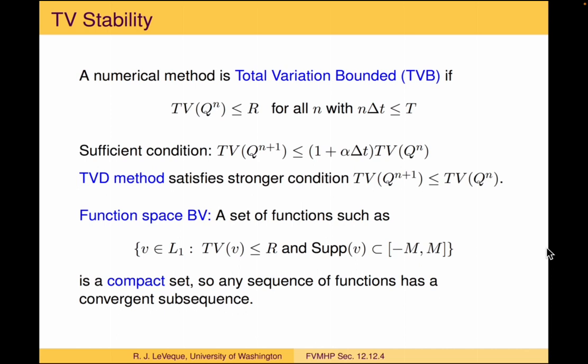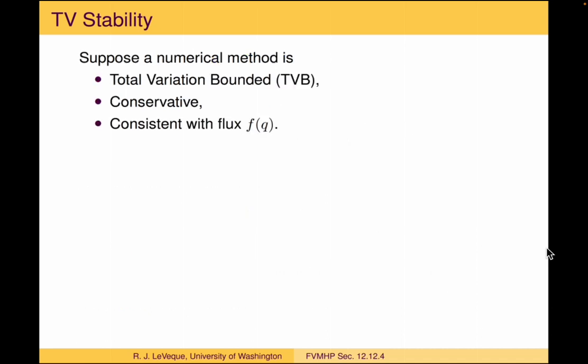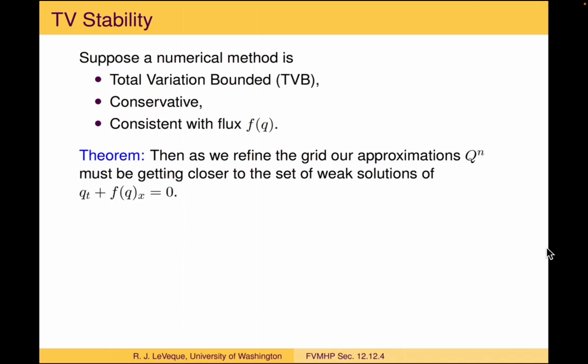And we can use that actually together with the Lax-Wendroff theorem to prove that we can actually get convergence of numerical methods provided that they satisfy this total variation stability condition. So if we suppose that the method is total variation bounded and it's conservative with a consistent flux, then the theorem is that as we refine the grid, our approximations Q^n must be getting closer to the set of weak solutions of the conservation law, defined by this flux F that we're consistent with.